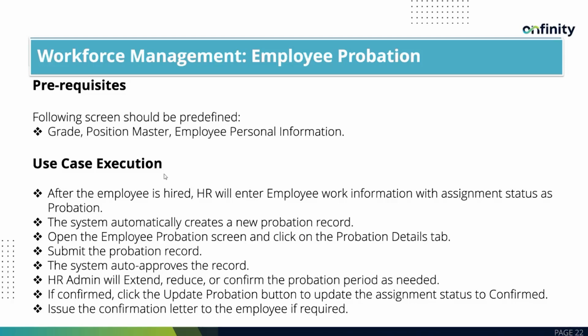Now, let's move on to the use case execution of employee probation. After the employee is hired, HR will enter employee work information with assignment status as probation. The system automatically creates a new probation record. Open the employee probation screen and click on the Probation Details tab. Submit the probation record, and the system will auto-approve it.